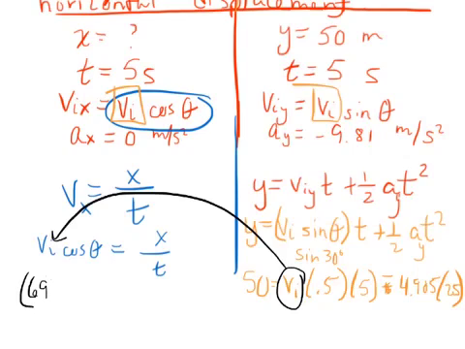69.05. Now, we multiply that by the cosine of theta. Focus, people. We're just about there. And that equals x over 5. Solve that final part for x. Okay? Solve this for x.